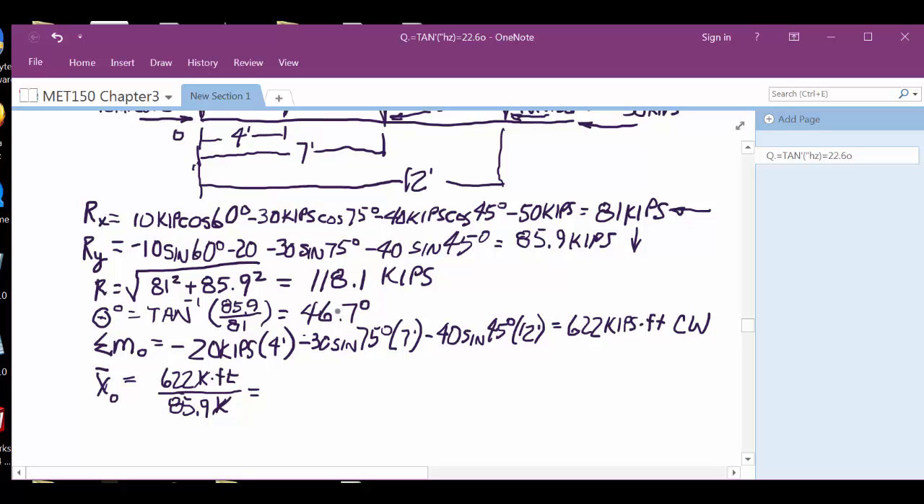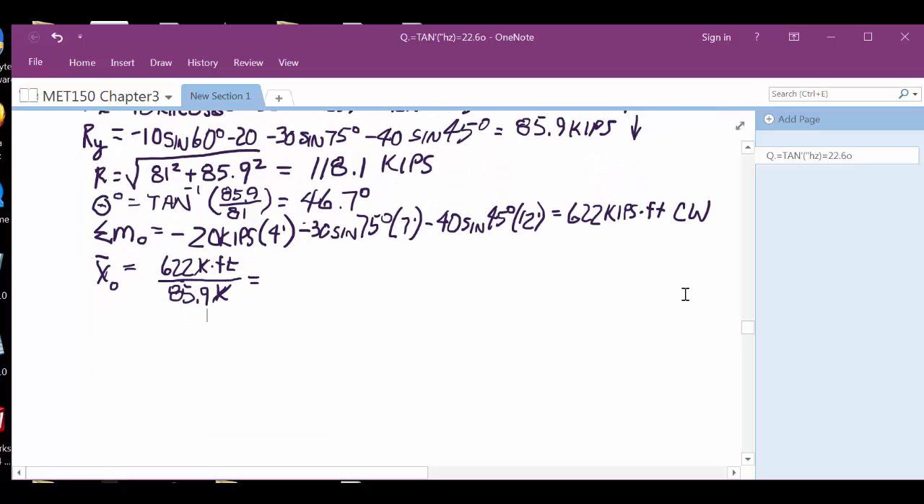Well, I took the picture off, but go ahead. Because your 85.9 is going down and your resultant at the angle is the 118, so you're trying to account for the x value there. Right, remember the picture looks something like this. We went, what was it, 81 in the x direction, and then we went down 85.9, right?